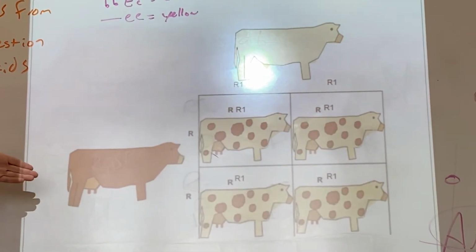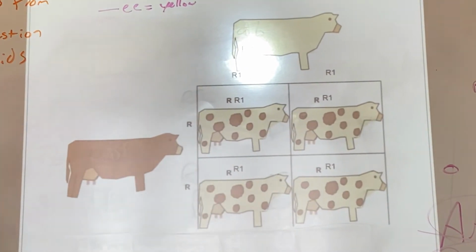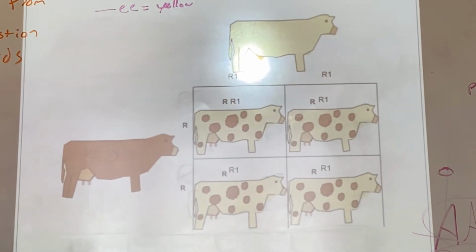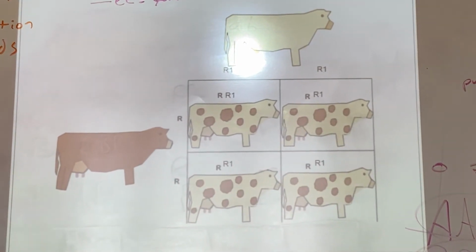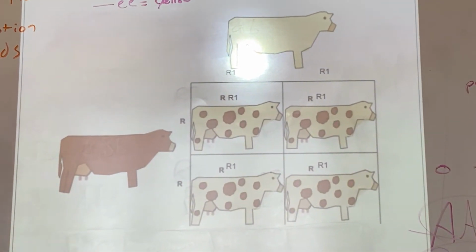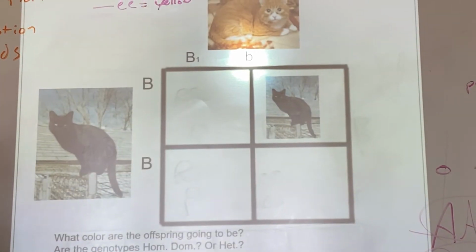So if I cross a brown cow with a tan cow, I get a cow that is brown and tan spots. It has both at the same time. Not a light tan color or a medium brown color, it's both at the same time. Okay, cats are the same way.